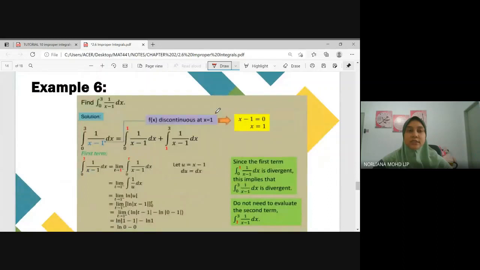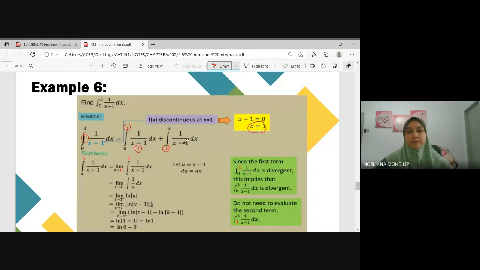Okay, number 6, example 6 ni. Ni kita check discontinuous at x equal to 1. Okay, yang ni discontinuous dia dekat tengah-tengah antara interval 0 until 3. Dia discontinuous kat x equal to 1 kan, tengah. So kat tengah ni you all kena separatekan kepada 2 lah. Integral from 0 to 1 plus the integral of function between interval 1 until 3. Sebab dia discontinuous at x equal to 1 kat tengah ni. So kena separatekan kepada 2.